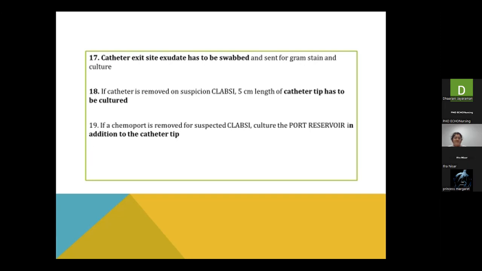Catheter exit site is to be swabbed and sent for gram stain and culture. If the catheter is removed for suspected CLABSI, 5 cm of the catheter tip has to be cultured. If the hemoport is removed for suspected CLABSI, culture the port reservoir or adhesion in the catheter tip.